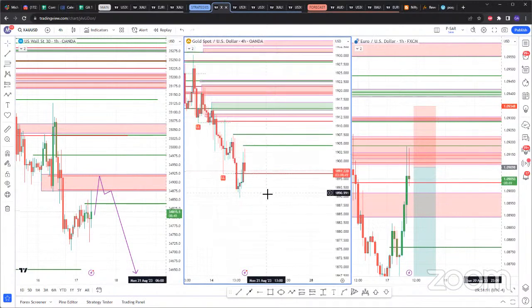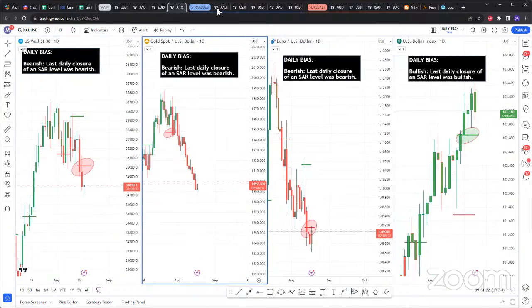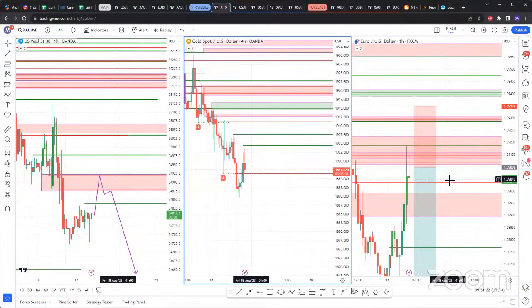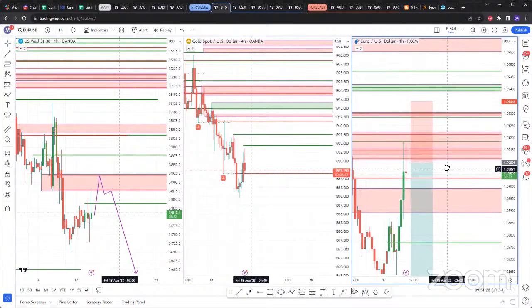So use the daily for bias, identify the area of selling or buying on the 1 hour and 4 hour, mark up those zones and wait for price to come there.